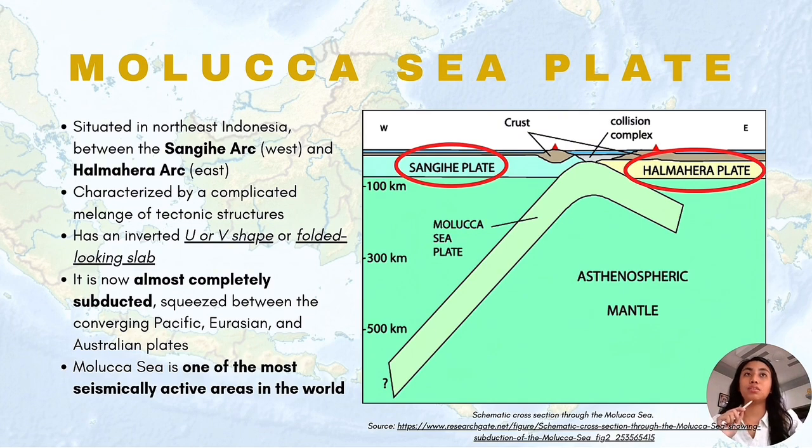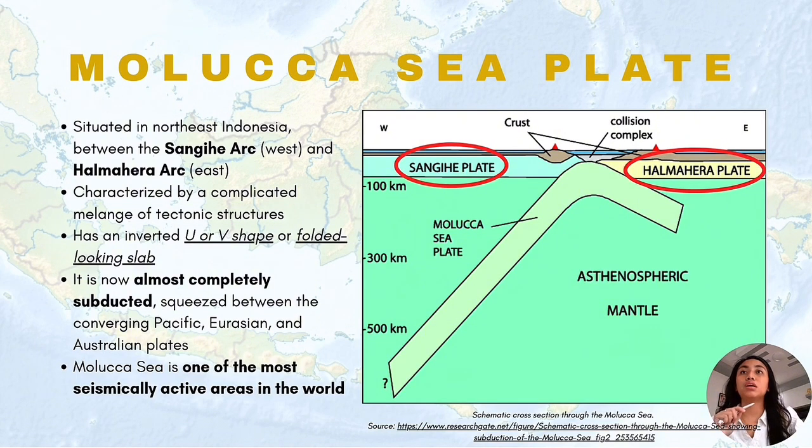So this cross-sectional diagram shows the tectonic setting beneath the Molucca Sea, where the Molucca Sea Plate is being subducted in two opposite directions beneath the Sangihe Plate to the west and the Halmahera Plate to the east. So here are the key features of the Molucca Sea Plate. The Molucca Sea Plate is sandwiched and pulled downward by opposing subduction forces. The collision complex above marks the zone where crustal materials are squeezed and deformed. And lastly, this system occurs within the asthenospheric mantle, highlighting deep mantle interaction.